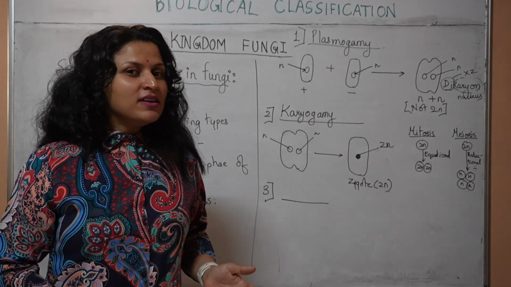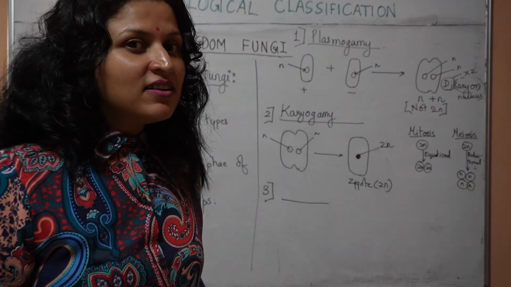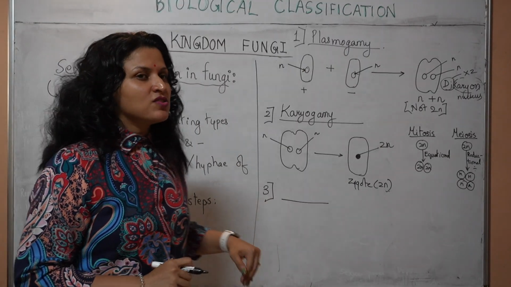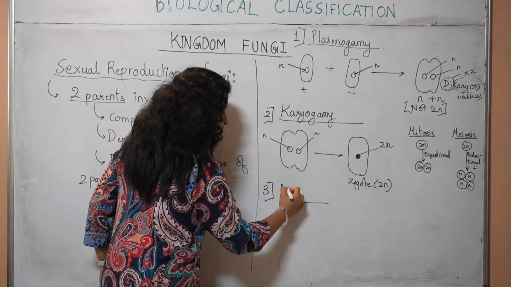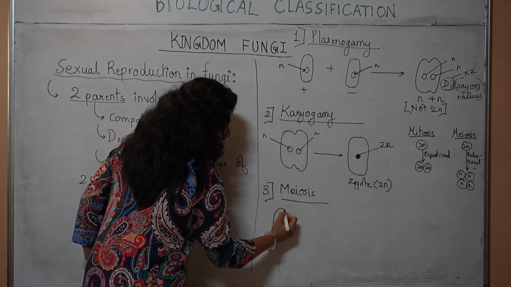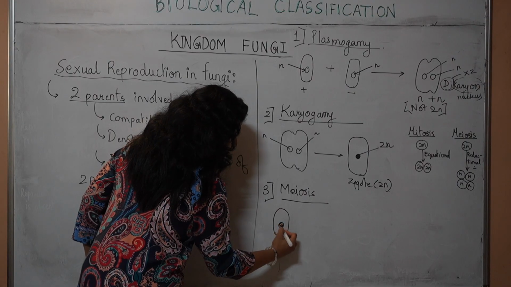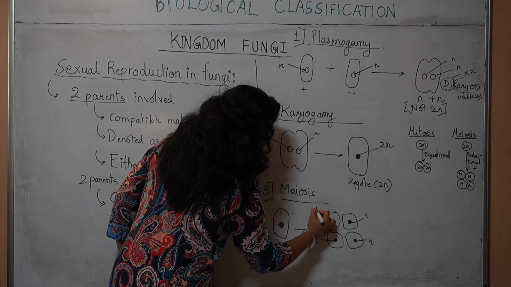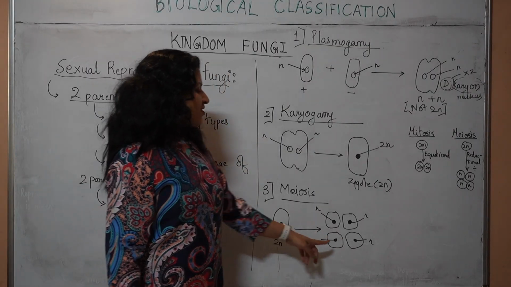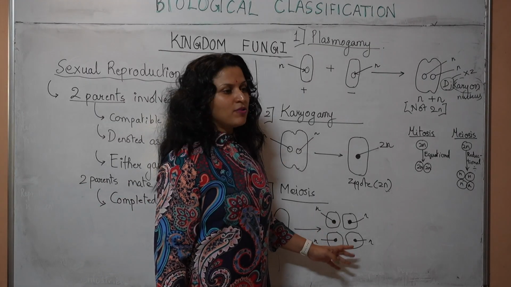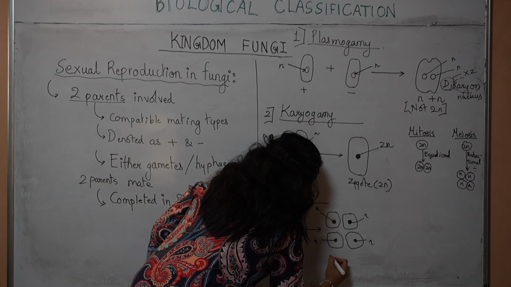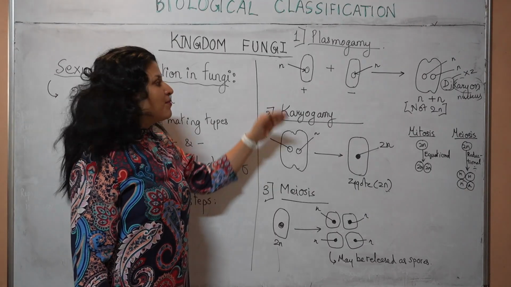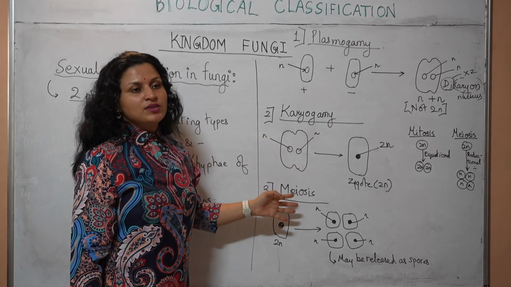So what will be the cell division that the zygote will have to take now? It will not undergo the process of mitosis, it undergoes the process of meiosis. Once the diploid cell undergoes meiosis, what is going to happen? 2n, it will give rise to 4 haploid cells. In this manner, ploidy will be halved from 2n to n, and then once these haploid cells are formed, they may be released as spores. So these are the 3 steps of sexual reproduction in fungi: plasmogamy, karyogamy and meiosis.